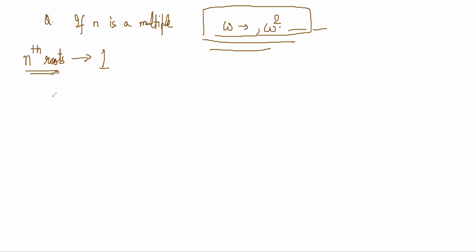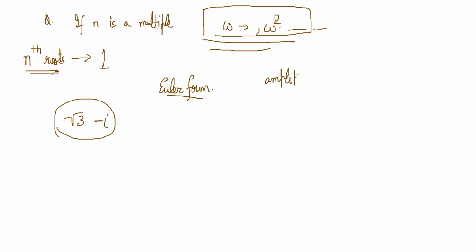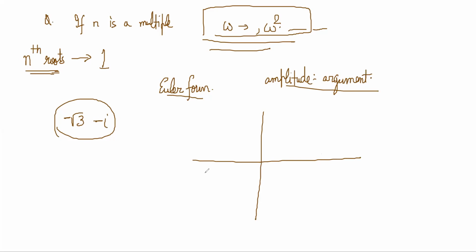There are questions like the mod amplitude form of minus root 3 minus i. Mod amplitude form means Euler form. If they are using amplitude, that means argument only. So first, how do you convert it to Euler form? You first put it on the x and y coordinates. It is looking like minus root 3 and minus 1, right here. Minus root 3 here and minus 1 here, right?